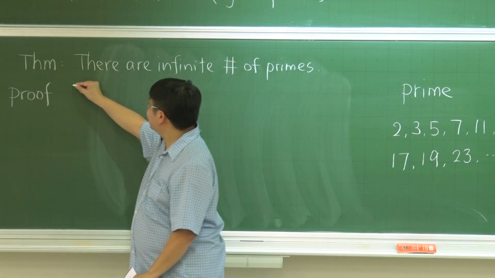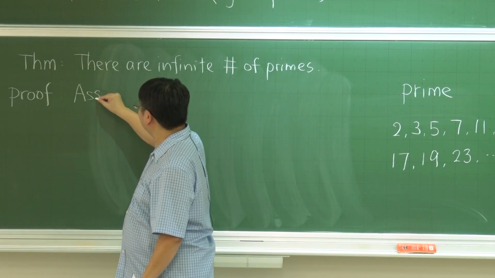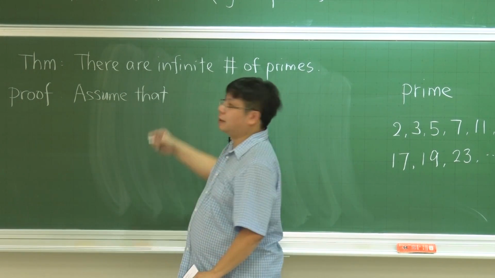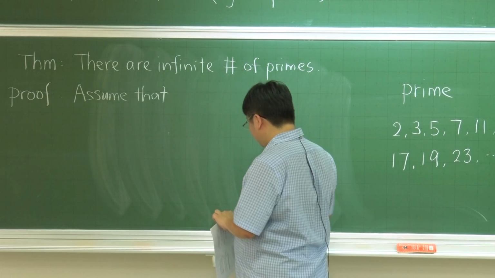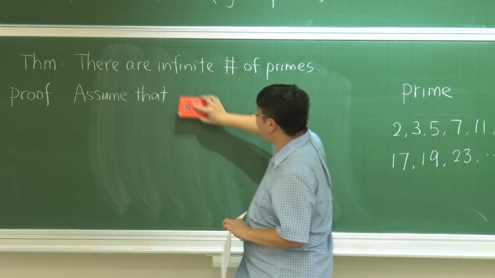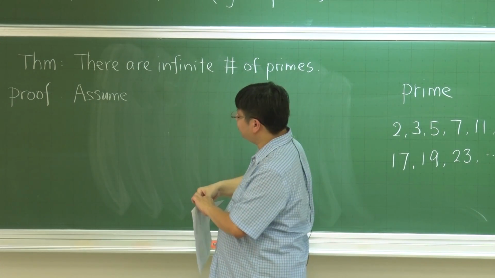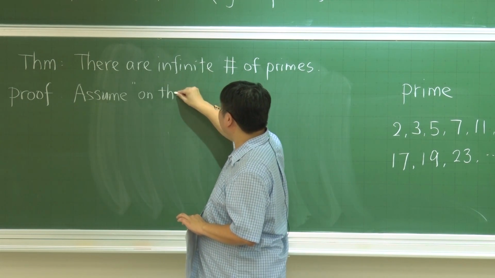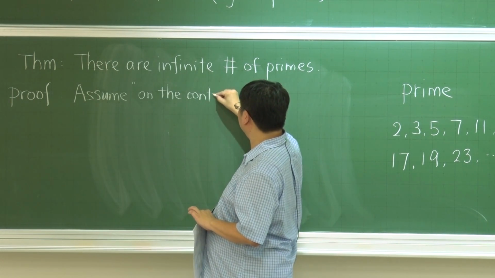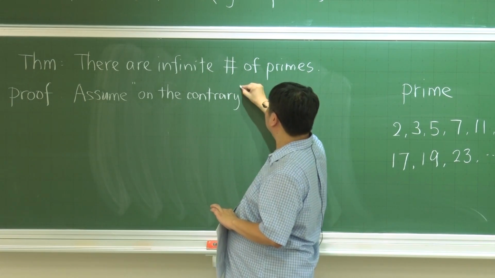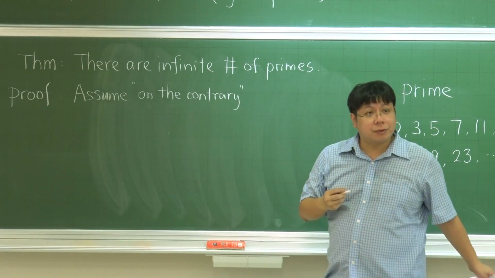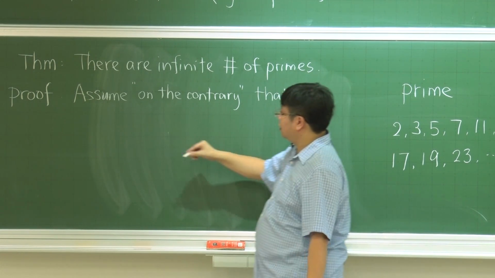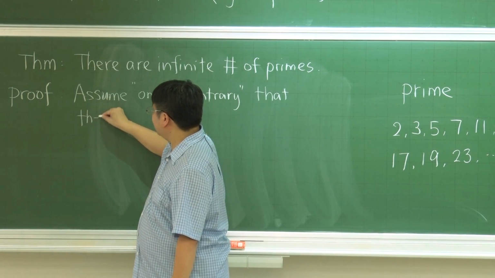Okay? So assume that, so you can make it more specific to tell us that you are using a contradiction proof. We say assume on the contrary. So this indicates that you are using a contradiction proof, that there are finitely many primes.